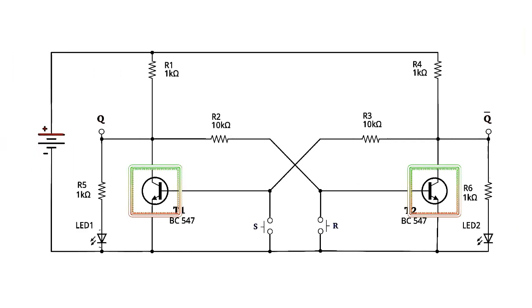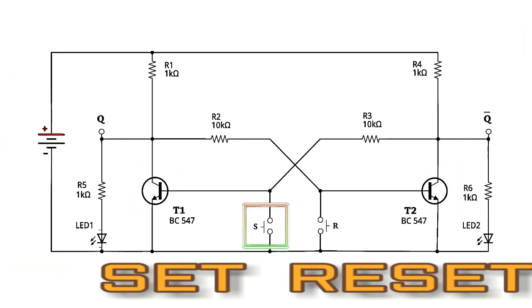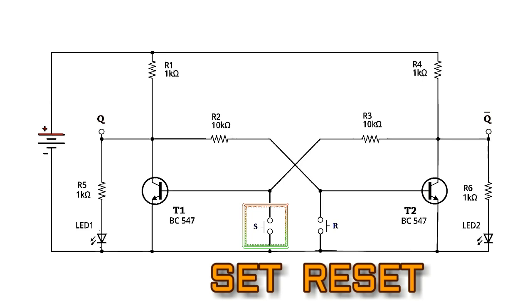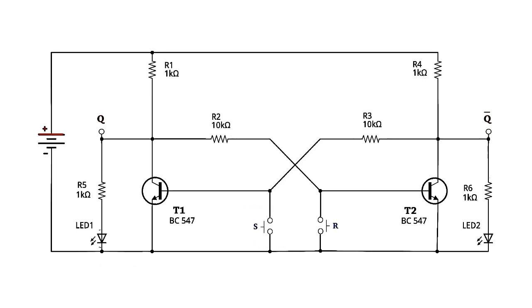In the drawing you can see a pair of cross-coupled transistors. S, set, and R, reset, are the input push buttons of the circuit, while Q and Q' are the output clamps. While using a transistor as a switch, the state of the device can be either on, the voltage drop at the emitter collector line is nearly zero, or off, the voltage drop at the emitter collector line equals nearly the supply voltage of the circuit.